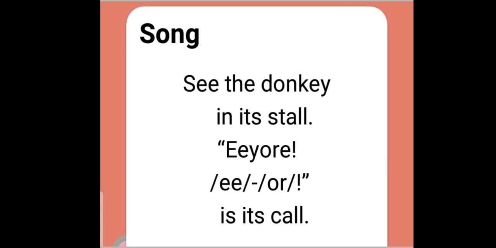Now, in our next class, we are going to look at other ways we can make the letter sound E. But before we do that, we're going to sing our song for the letter sound. The song goes like this.